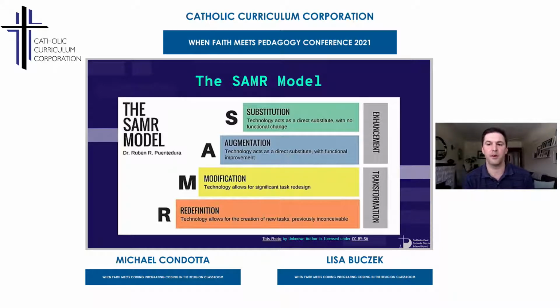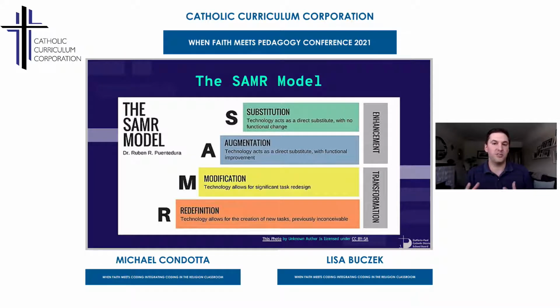We can think of the SAMR model as a spectrum. On one end, technology is used as a one-to-one replacement, a direct substitution for something that we would have done. So for example, writing a reflection in religion class. Instead of writing it by hand, a direct substitution would just be having students type it out in a word processor. On the other end of the spectrum, we have this redefinition, being able to do tasks that we would never have envisioned before.